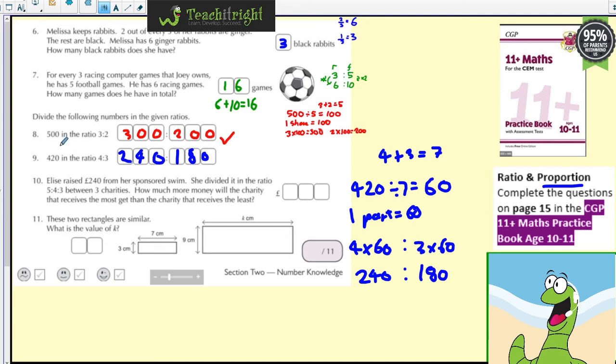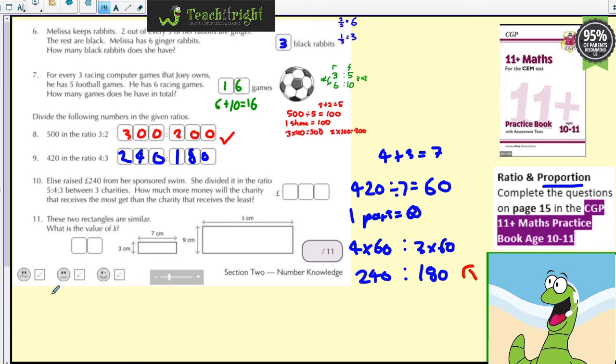Number 10. Let's do that in red again. Elise raised £240 from her sponsored swim. She divided it in the ratio 5 to 4 to 3 between 3 charities. How much more money will the charity that receives the most get than the charity that receives the least? So there's a couple of ways of doing this, but the start is actually going to be the same kind of method as this. We need to work out the value of the 4, the 5, and the 3. And then I'll show you a little shortcut at the end.